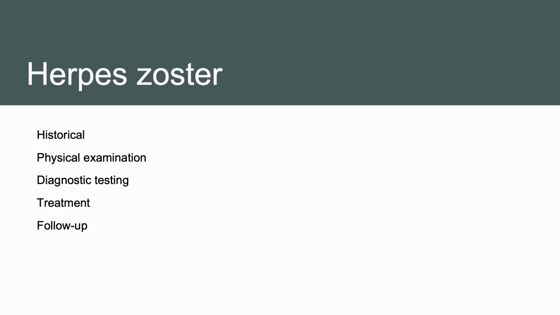Treatment is with antiviral therapy such as acyclovir, valacyclovir, or famciclovir, ideally within 72 hours of rash onset. Pain management with analgesics, anticonvulsants, or tricyclic antidepressants. Also, corticosteroids can be used in severe cases. Follow-up: it's important to monitor for complications such as postherpetic neuralgia.